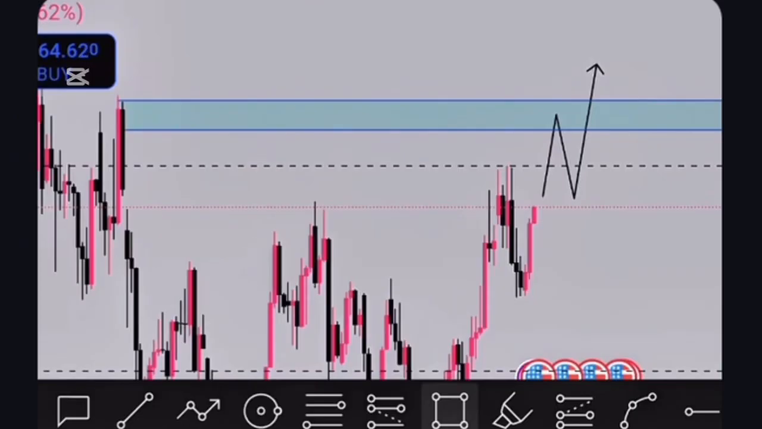London session is probably buys on gold. So that's basically the view. So just continuation entries until you see that there is a change of character.